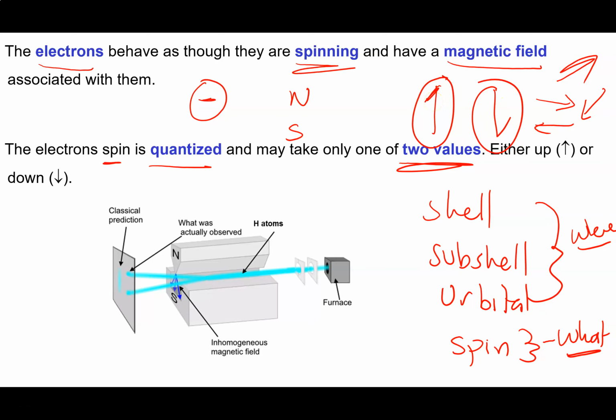Now, how did they figure this out? Well, they took a beam of atoms that have just 1 electron, the hydrogen atom, and then they passed it between the poles of a magnet. And what they found was that half the atoms went up and half the atoms went down to exactly the same extent. Now, if the electrons were behaving as though they were spinning randomly, then you'd just get a smear of the electrons upwards and downwards. But no, you only get 2 dots here, which means that they're spinning in one of 2 possible orientations.